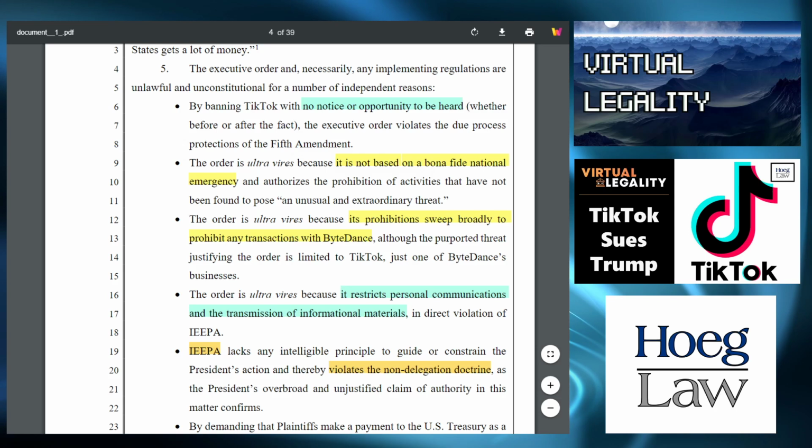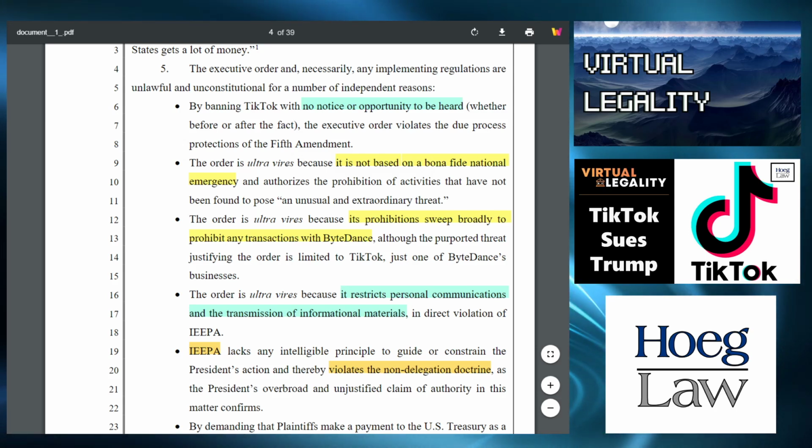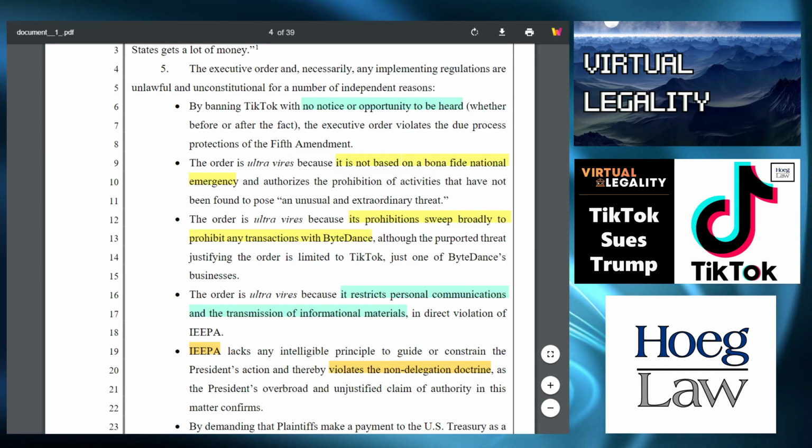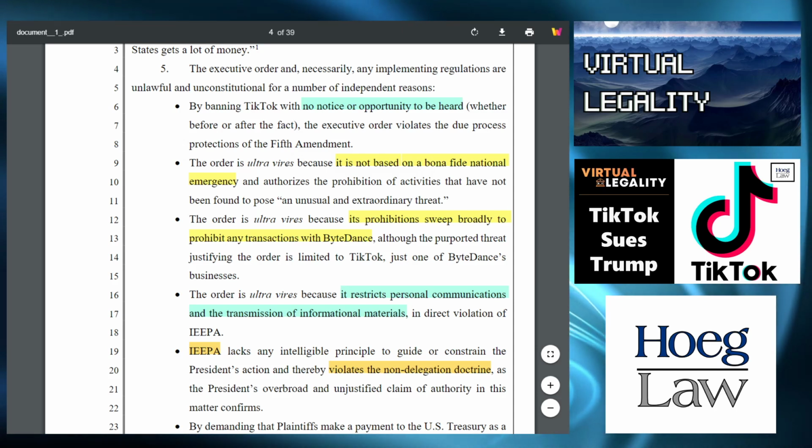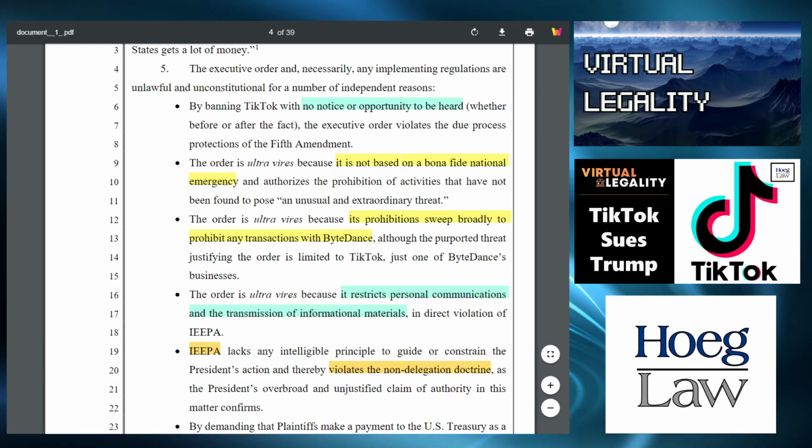The next bullet: the order is ultra vires. You will see that referenced a lot. All that means from a legal perspective is that they lacked the authority to do it, outside of their power. The order is ultra vires because it is not based on a bona fide national emergency. Trump is lying. He did this for his political campaign. He doesn't even mean it. And so, court, we ask you to overturn all of this because you know better. And that's always going to be a problem.